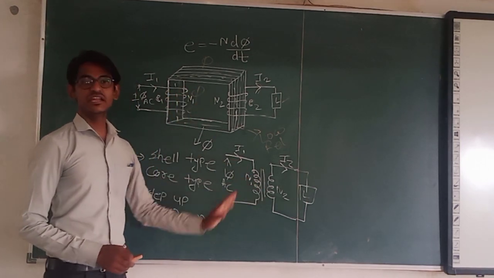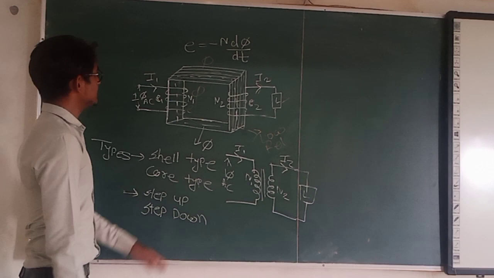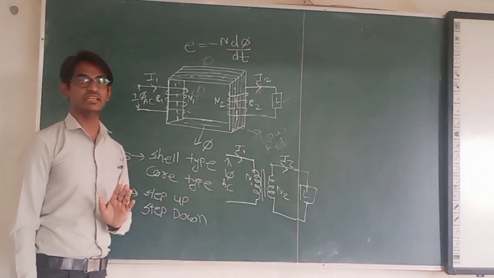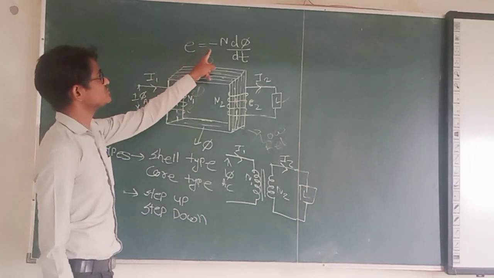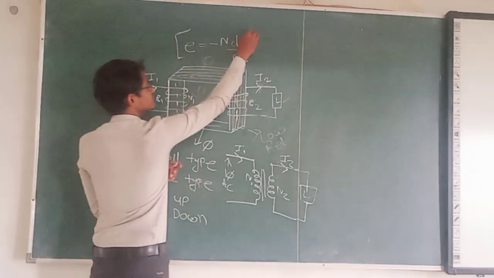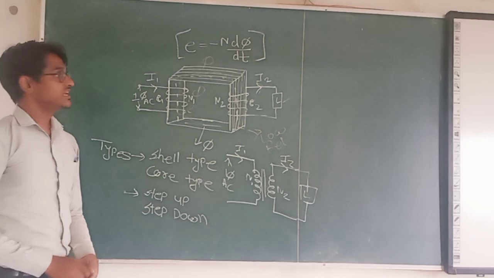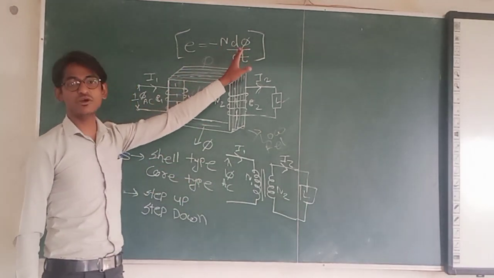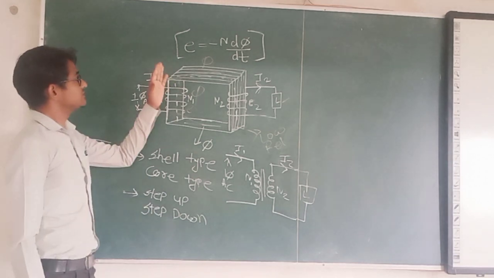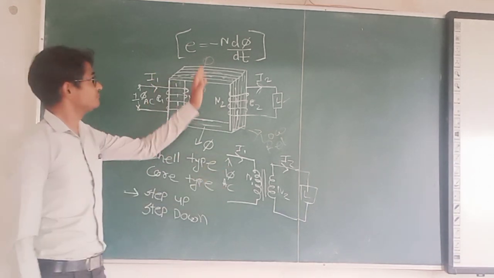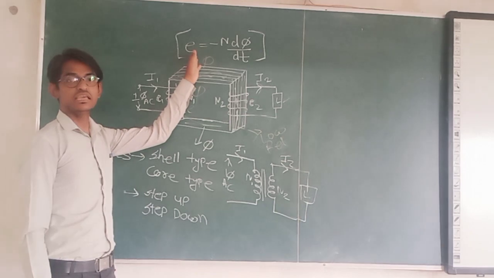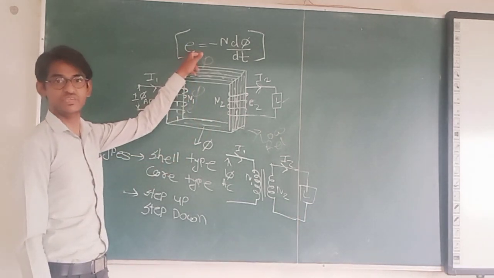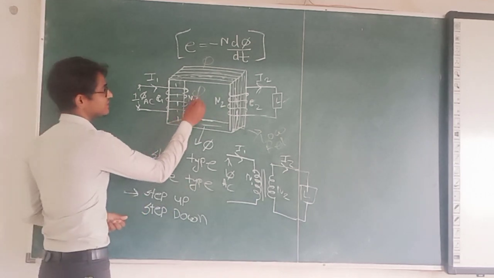Now, the EMF that is produced in the primary and secondary is represented by the formula E equals minus N d phi by dt. So, what is the meaning of d phi by dt? According to Lenz's law, the cause of production of the EMF is opposed by itself. So what is the cause of production of E? E is produced by the flux phi.